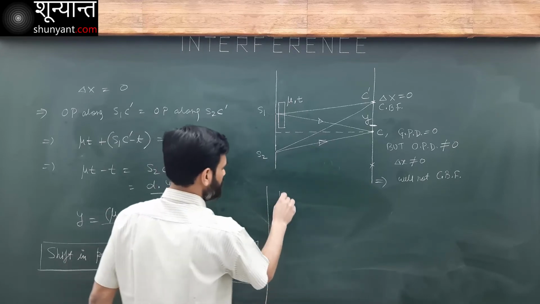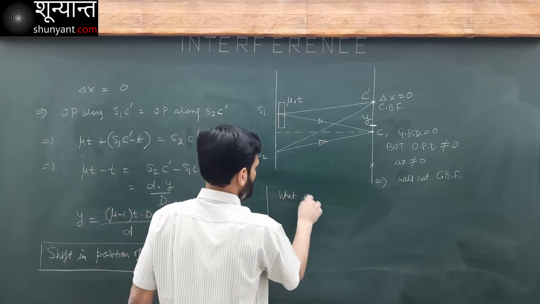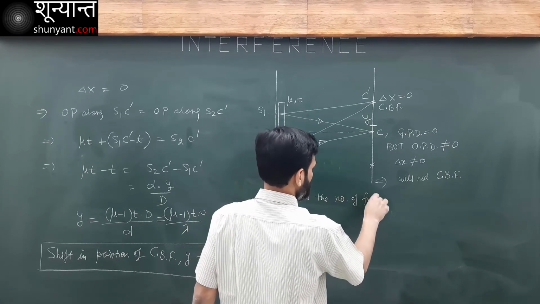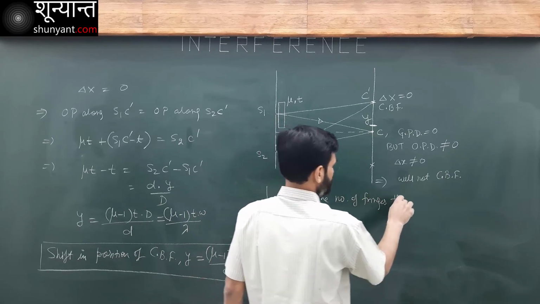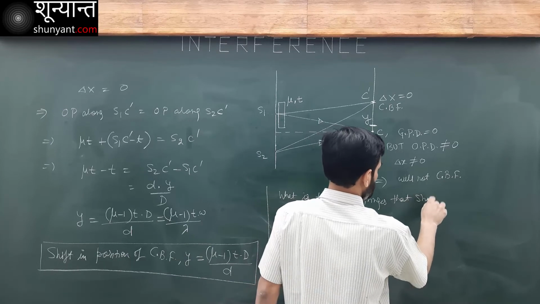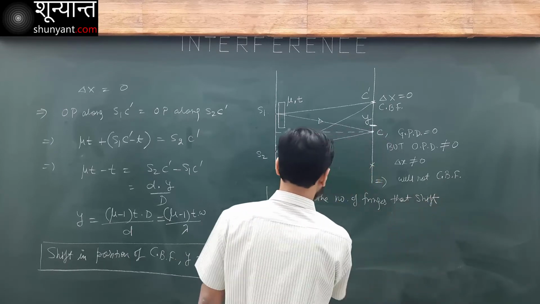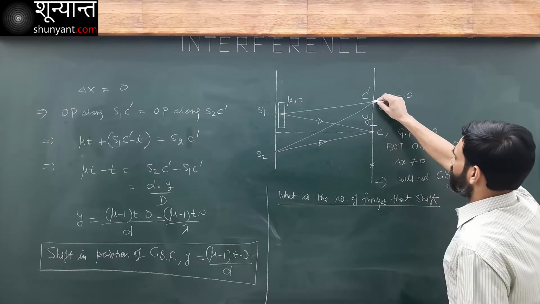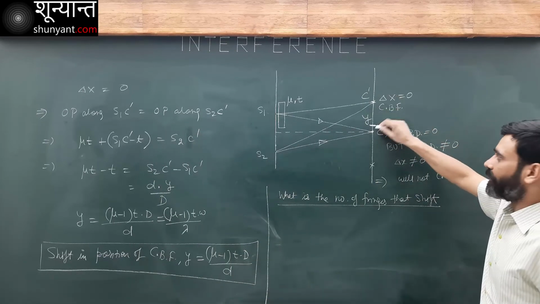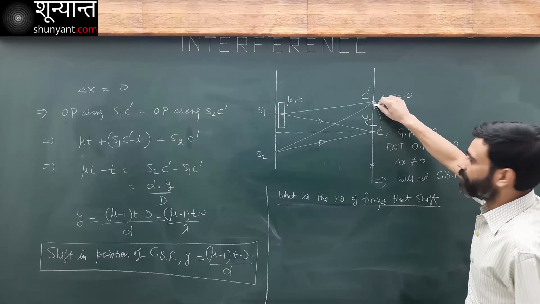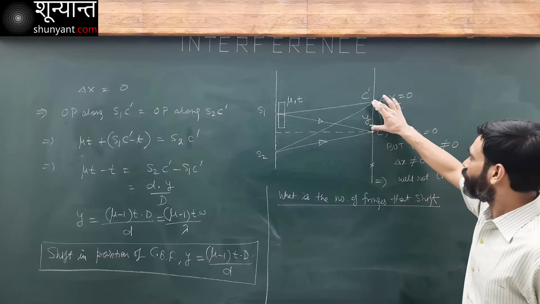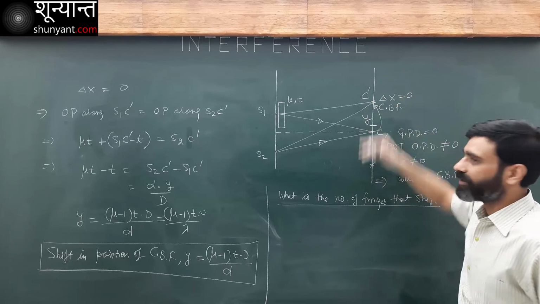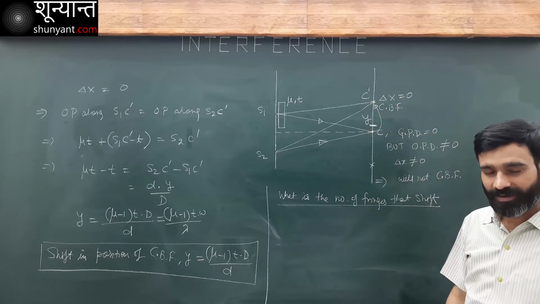Okay. What is the number of fringes that shift? Now this whole thing, so central bright fringe was here. Now it goes to this position. So whatever were the fringes contained here, all of them will shift up through any given point. Understand this.